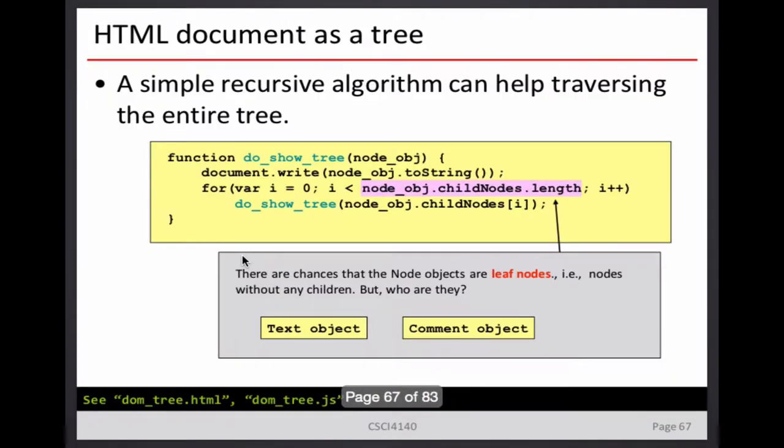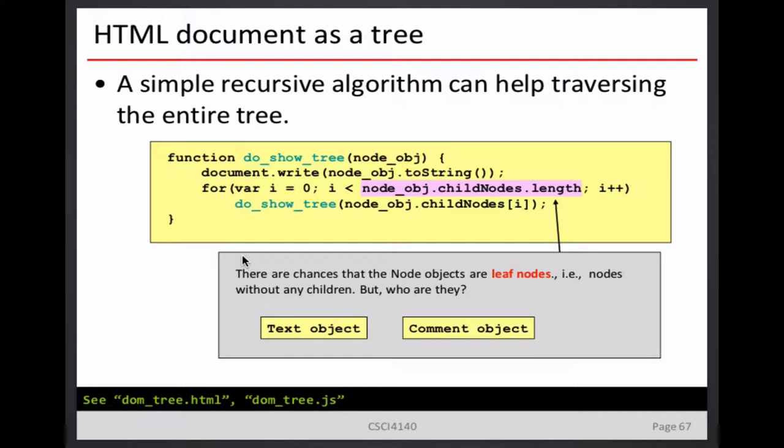But this is the illustration here. To traverse the entire tree is very simple. Just use a very simple recursion. I said show tree, I just want to show the tree, okay? And whenever I find a non-leaf node, how do I know that it's a non-leaf node? The node contains child nodes, and if the child nodes length is equal to 0, then it's a leaf. If it's bigger than 0, it's a non-leaf, okay? Then in that case, I will pick up one of the children and go on with the recursion to go through the entire tree, okay?